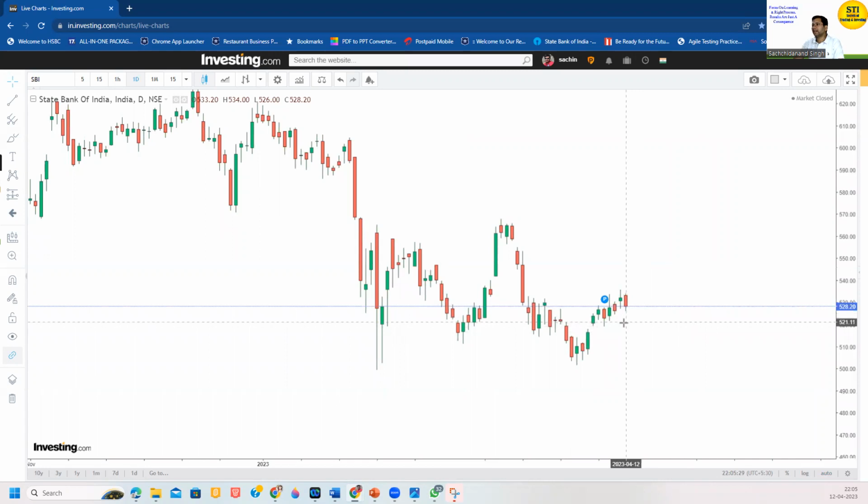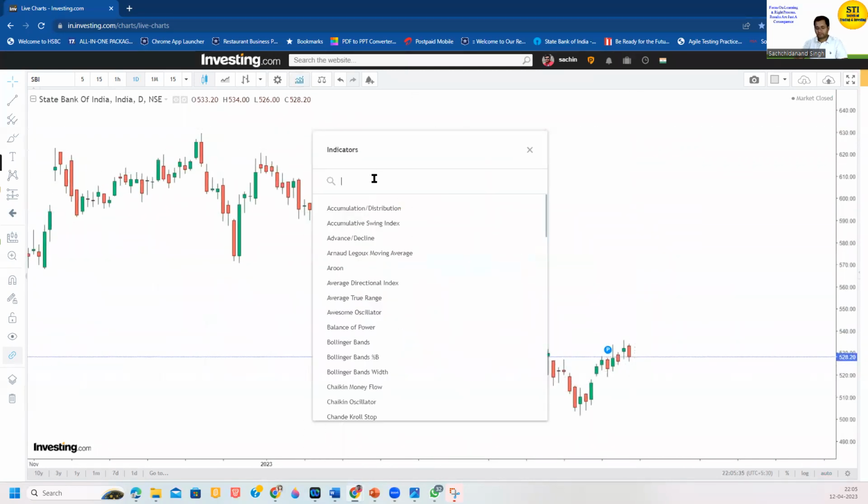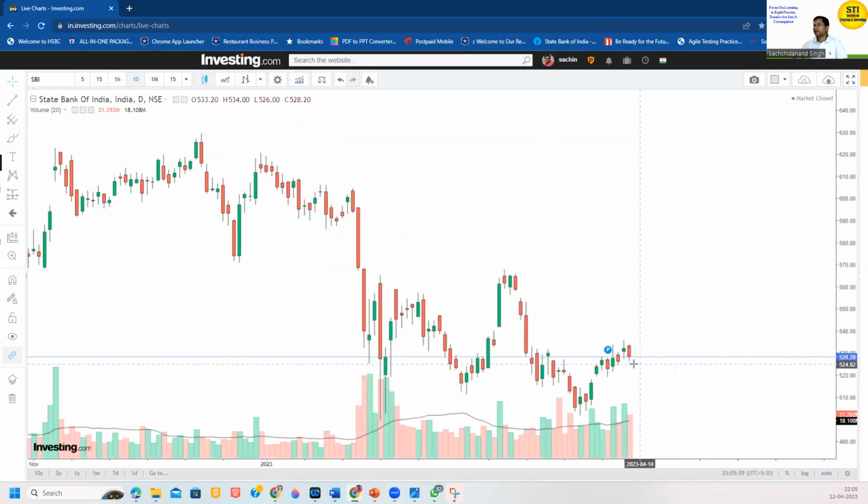If I select the last candle, I need to add the volume just to know. If I hover my mouse on this particular candle, look at the volume data, just keep an eye here. It says 21.292 million. That many shares of this particular stock were traded today. That means for somebody, that many shares were sold, and at the same time, that many shares were purchased.